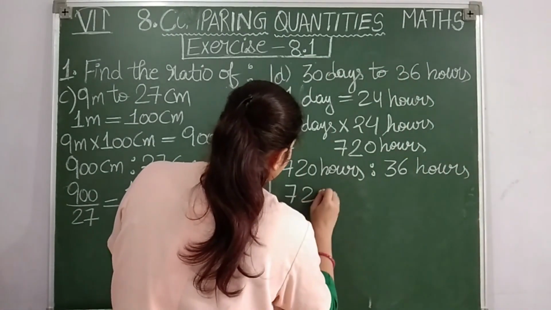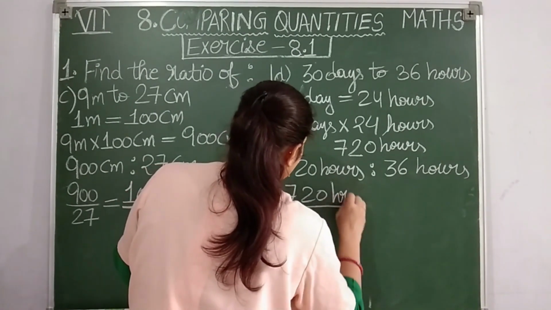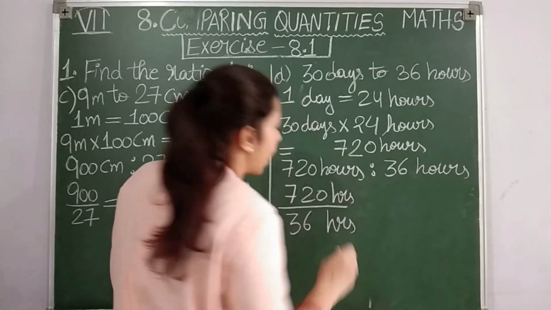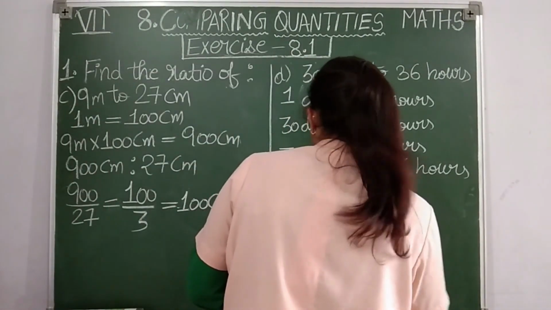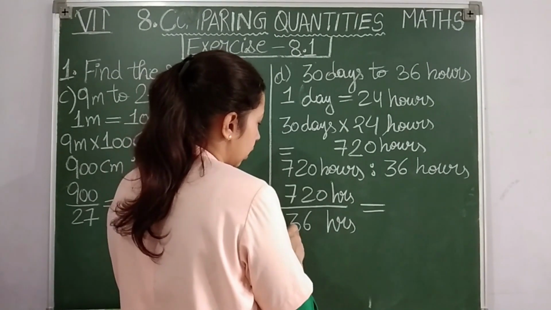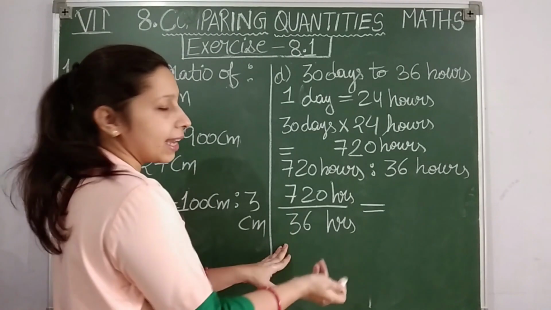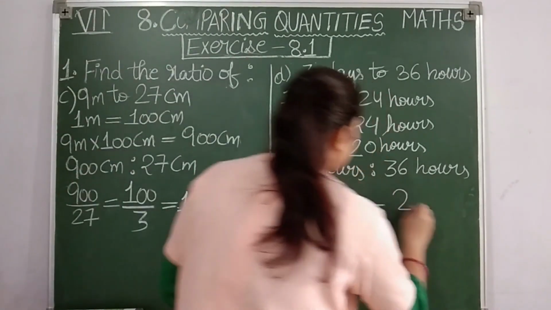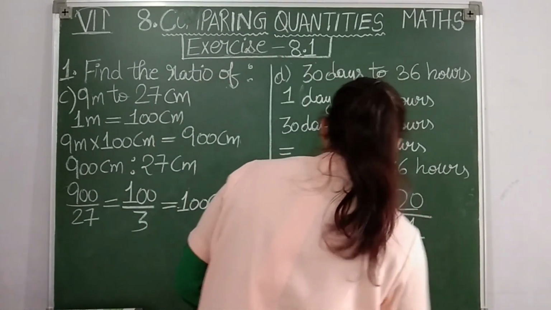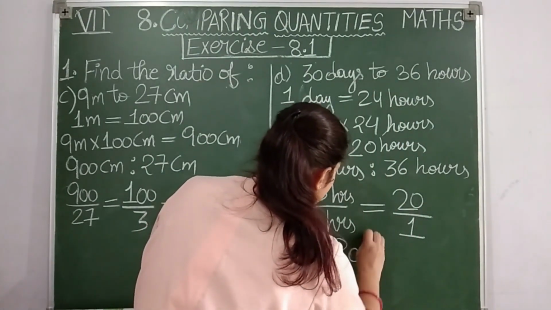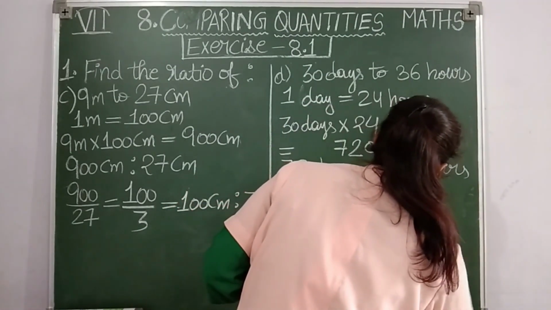Let us write them as a fraction. 720 hours upon 36 hours. For hours I have written it as short as HRS. Okay. Now, 36 2s are 72, students. Okay, I am directly cancelling it with 36. So 36 2s are 72 and this 0 will come. Then 36 1s are 36. So my final ratio is 20 hours is to 1 hour.